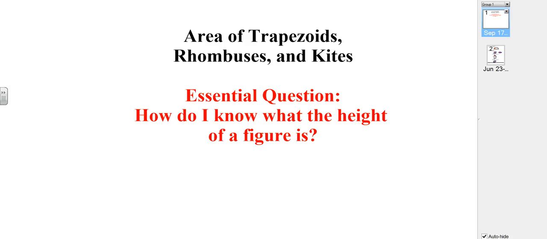Alright, today we're going to be doing area of trapezoids, rhombuses, and kites. And the essential question is, how do I know what the height of a figure is?